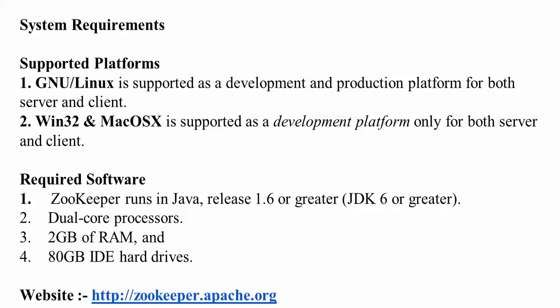For software requirements, first of all Zookeeper runs in Java, so it requires version 1.6 or greater of Java. You can install JDK version 7 or 8; the latest one is 8. You need a dual core processor, 2 GB of RAM, and 80 GB of free hard disk space.